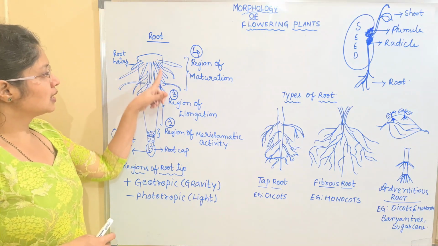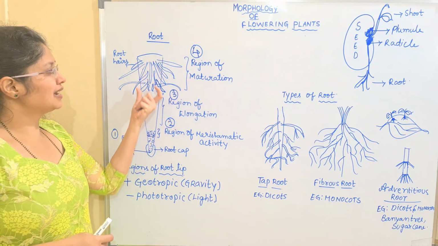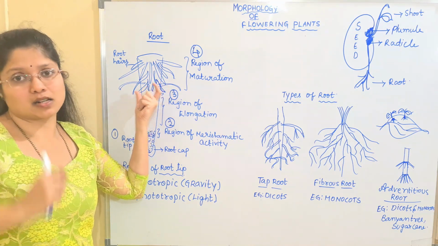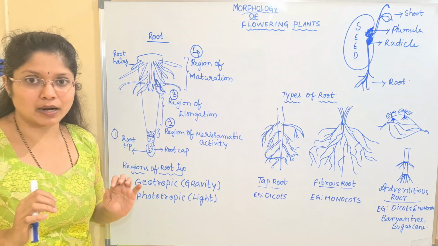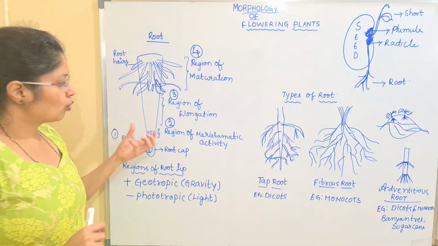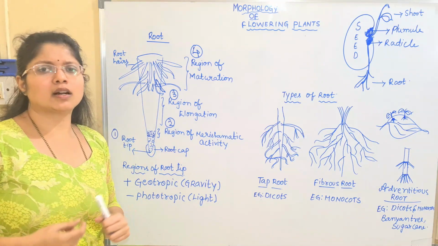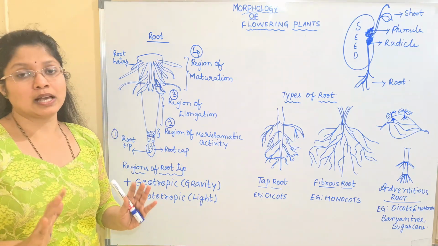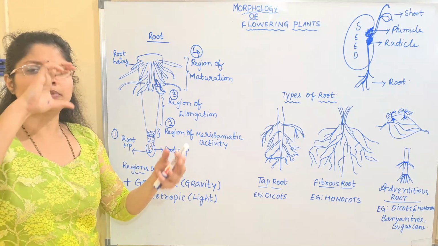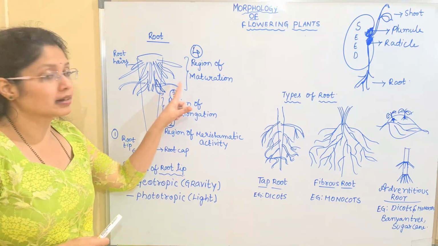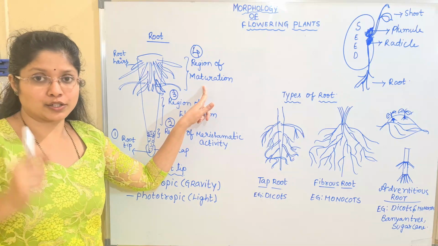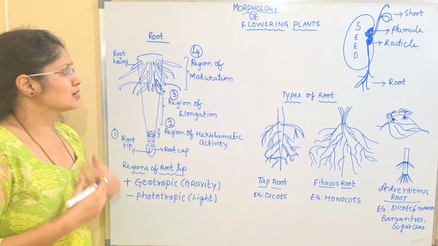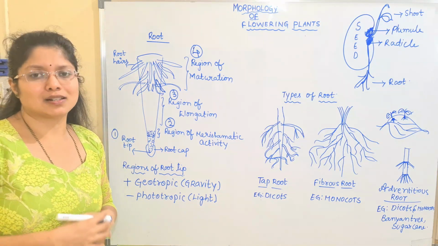So here if you observe this region of maturation, it is mainly showing certain thin hair-like, fiber-like structures, and these structures are nothing but the root hairs. So along the root, if you observe, root hairs are not present all over the root. They are generally associated with a particular region of the root, and that region is the region of maturation. Only at this region you can find numerous root hairs.